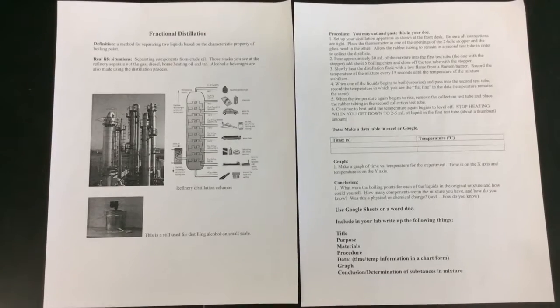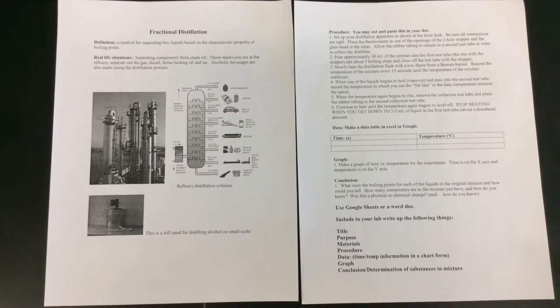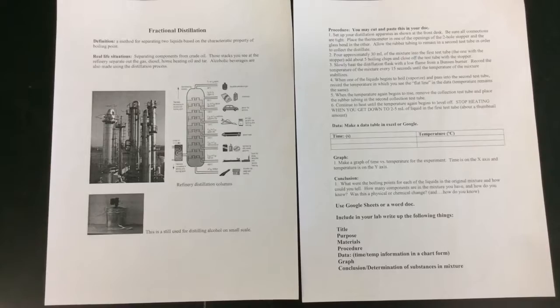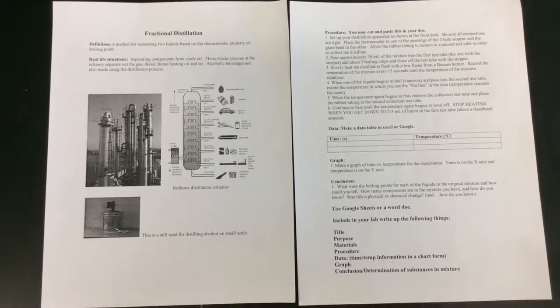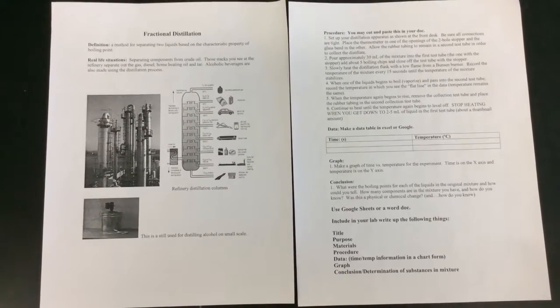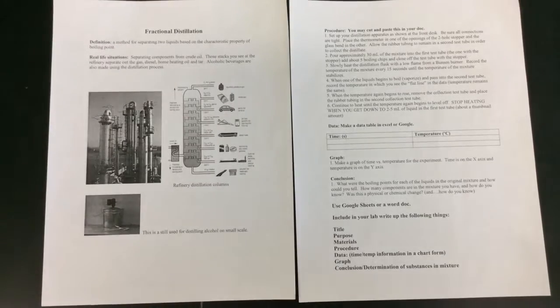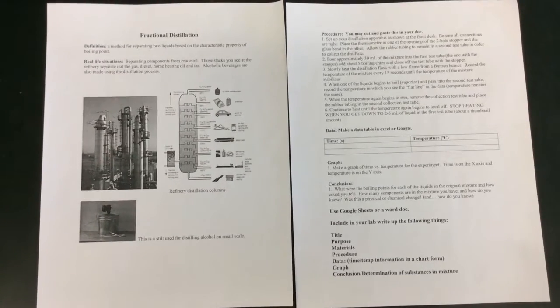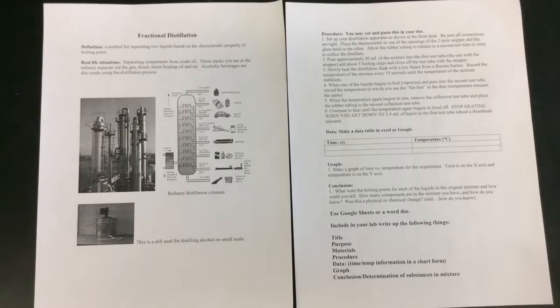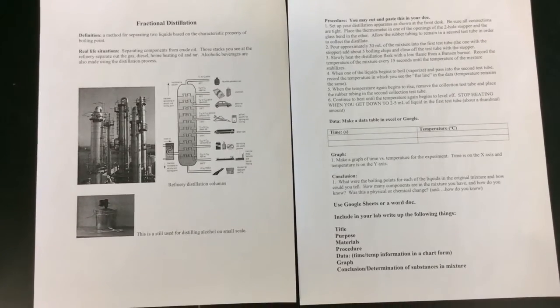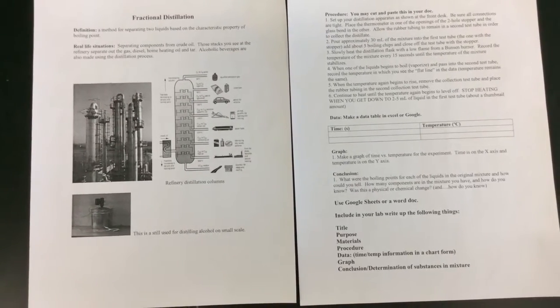I have an example of a data table. The graphing for this lab can be done online in a Google Sheet, and there are directions for doing that on my classroom. The conclusion will also be given to you at the same time. The setup for the lab is on the bottom of the back of your fractional distillation page.